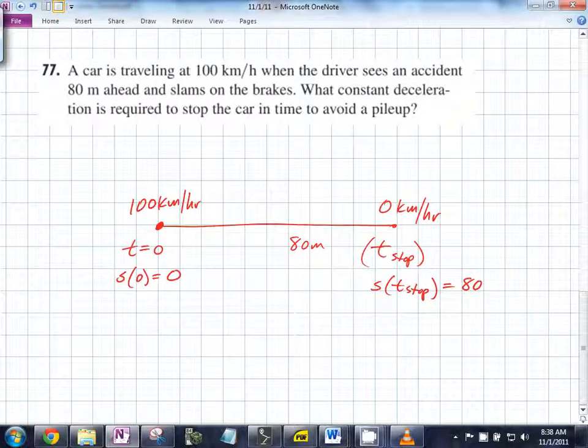So you know it's going 100 kilometers an hour. Is that the velocity? Is that the position? Is that the acceleration? What is that? Velocity. So you know the velocity in terms of t, so v of 0 is what? Is 100, right? At time 0, when he sees the accident. We're calling when he sees the accident time 0. So the velocity at 0 is 100 kilometers an hour. Okay. What next?